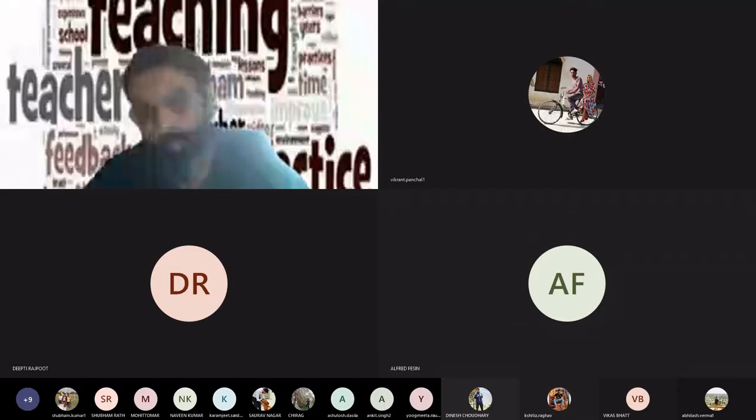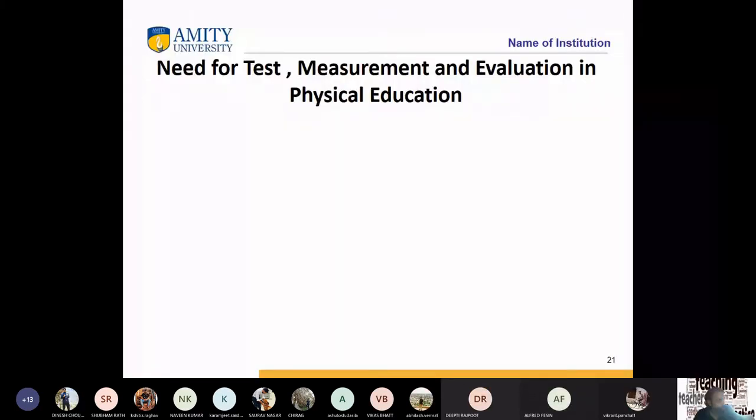Now, the topic for today is about understanding the need for the test, measurement, and evaluation in physical education. If we see it from a very academic perspective, if you ask me the question, I always suggest that we should see it from three different perspectives. What are the three different perspectives? We should see this need for test, measurement, evaluation from the student perspective, from the teacher's perspective, as well as from the program's perspective.